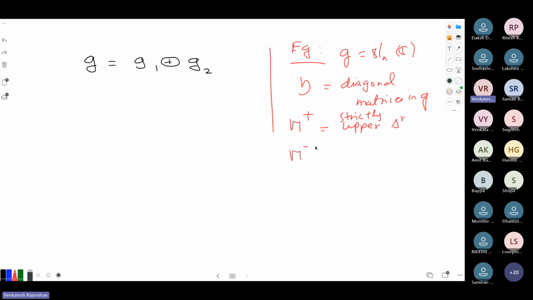And similarly, n minus, which is strictly lower triangular. Okay. So then if you take such subspaces, they are all subalgebras. Okay. All of them are subalgebras.